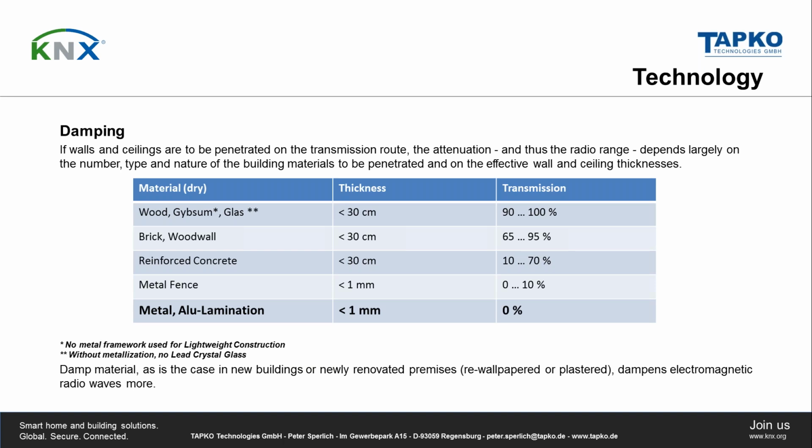So we come to the damping. The damping means that the signal is getting lower if it's crossing any walls. So as you know from other systems, when you have some metal, the metal is the worst thing. So it's not possible to send any telegrams, or you get no radiation through any metal or shields or leaded glass, for example.